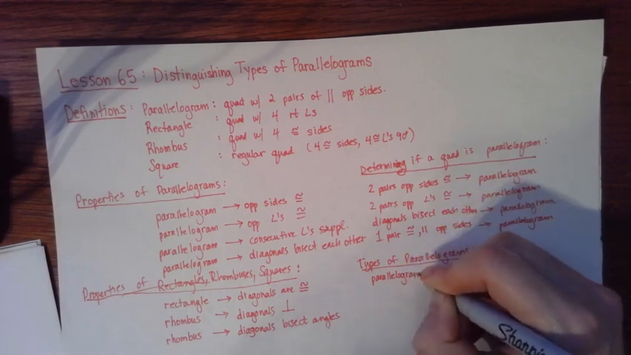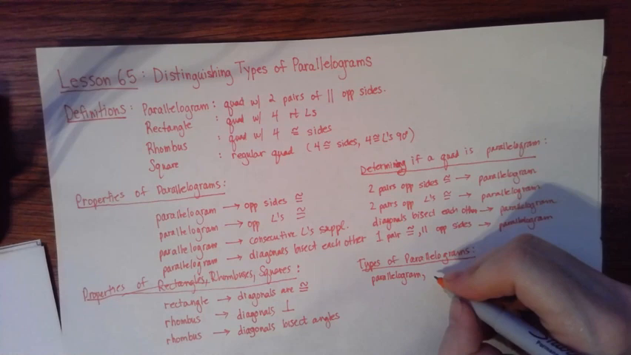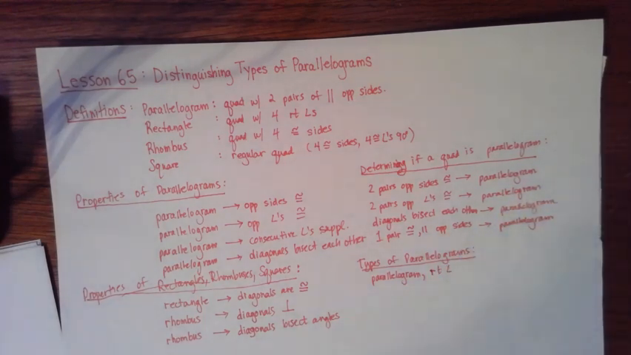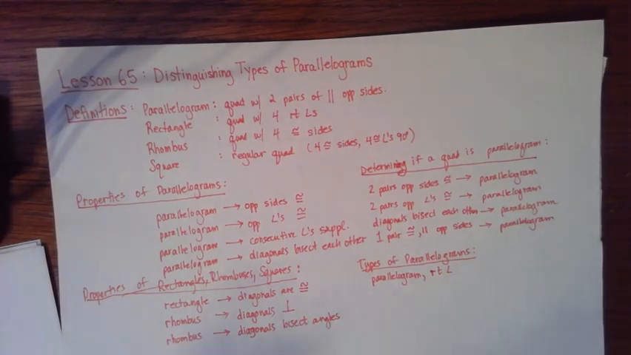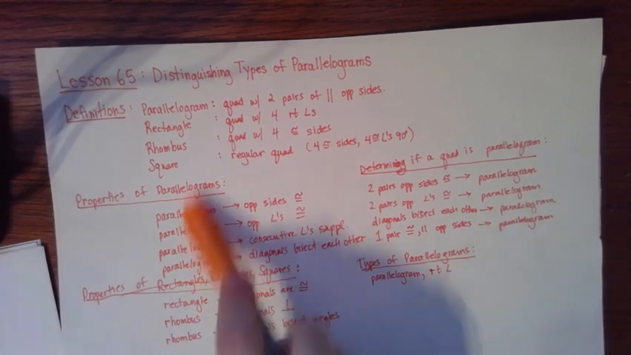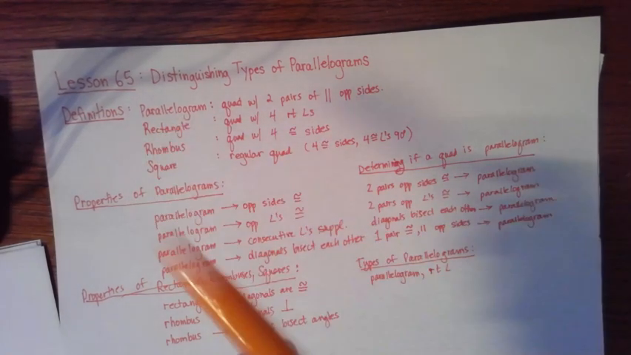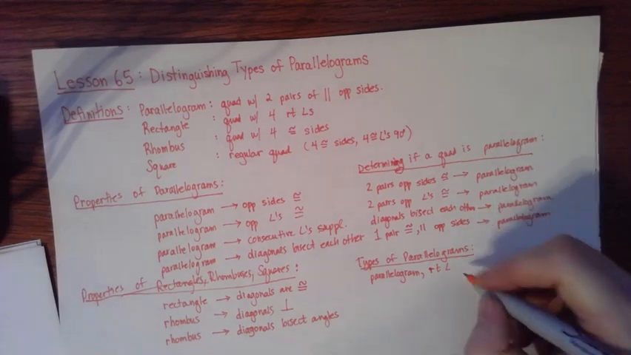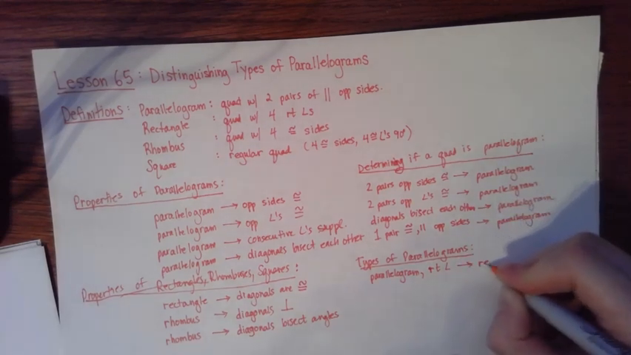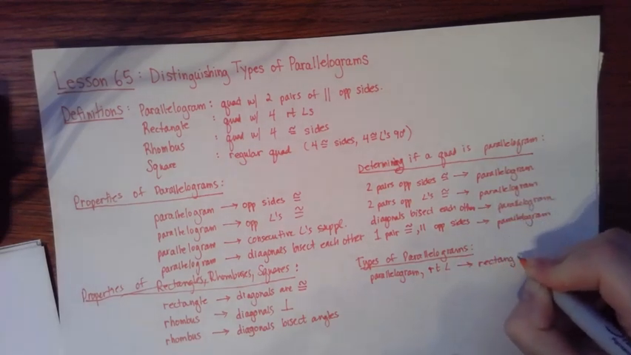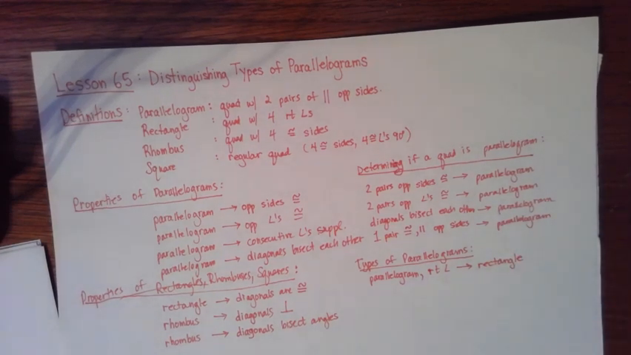So if it's a parallelogram and we have a right angle, okay, so let's think about this. We know it's a parallelogram and we know that there's a right angle in it. Well, where have we seen right angles? Oh, right angles, that's something that appears in a rectangle. So sure enough, if we know that, then we know that it's going to be a rectangle. So that's one way that we can know that something is a rectangle.